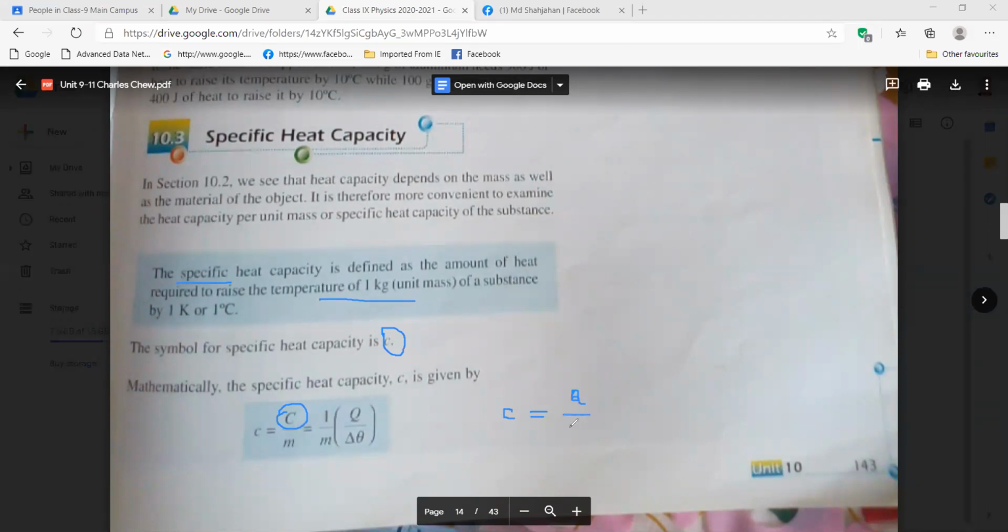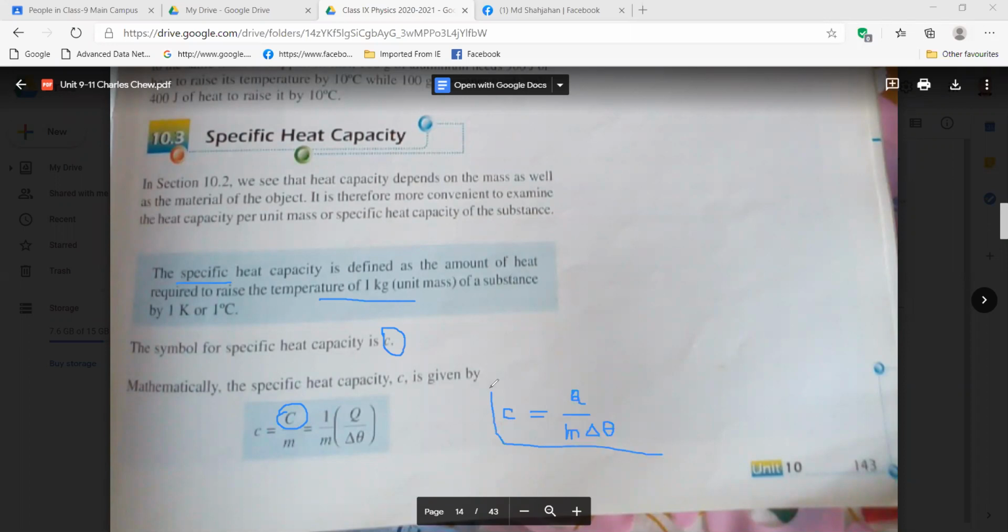Q equals m del theta. Okay. Specific heat capacity, c equals Q by M del theta. So your capital C was Q by del theta, right? Now the specific heat capacity, that is small c, that is becoming Q by M del theta. That's the main difference, okay?